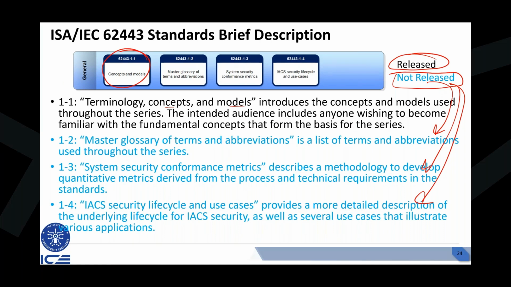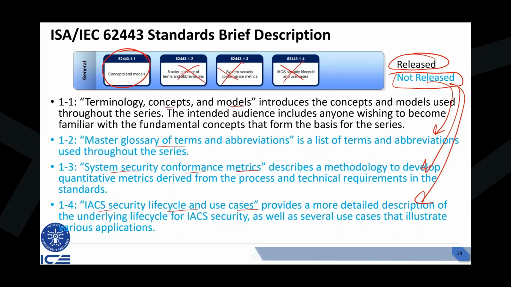The other three, I'm not going to spend a lot of time on because they're not released yet. They're just planned: the master glossary of terms and abbreviations, the system security conformance matrix, and the IACS security lifecycle and use cases. These three we're not going to talk about today.